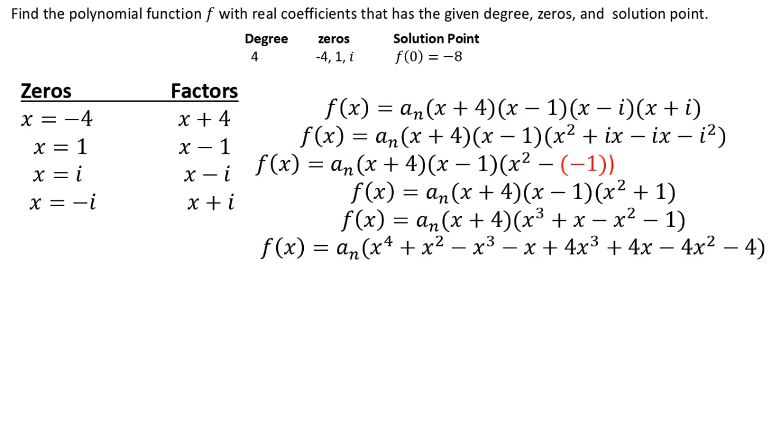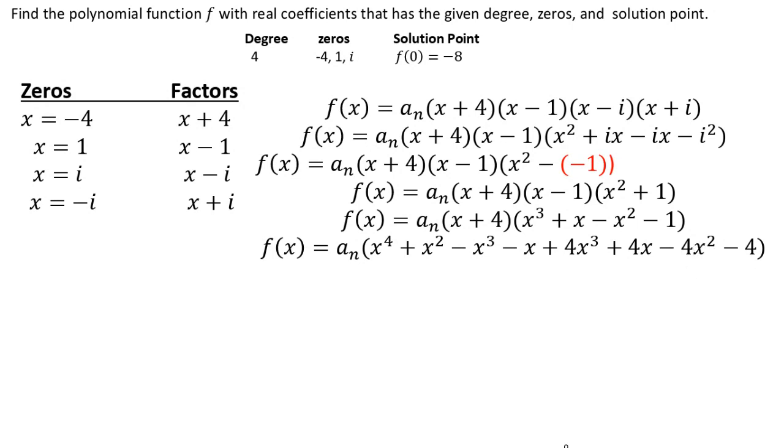And last, we multiply the last parentheses. x times x cubed is x to the fourth. x times x is x squared. x times negative x squared is negative x cubed. And x times negative 1 is negative x. 4 times x cubed is 4x cubed. 4 times x is 4x. 4 times negative x squared is negative 4x squared. And then we get negative 4.